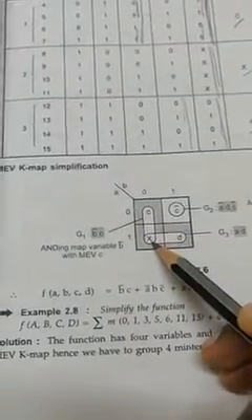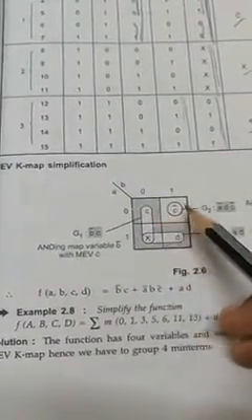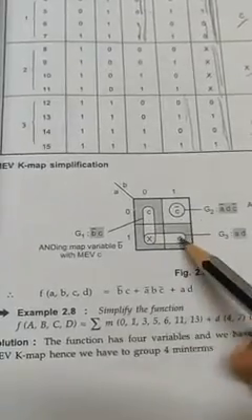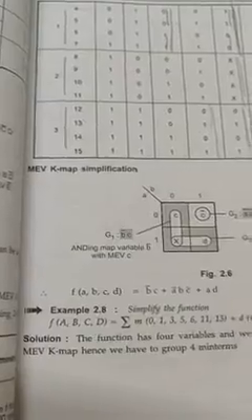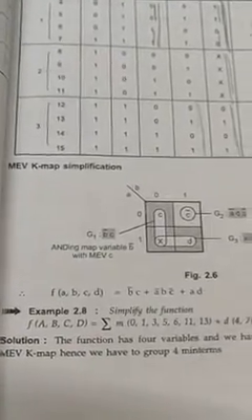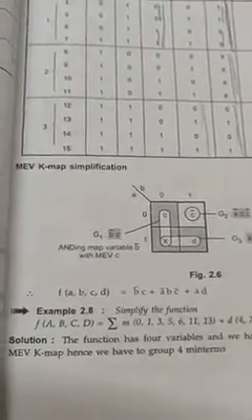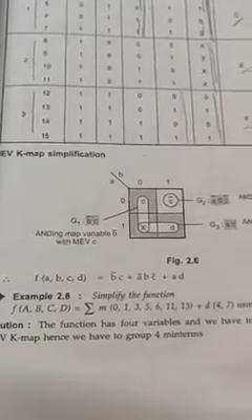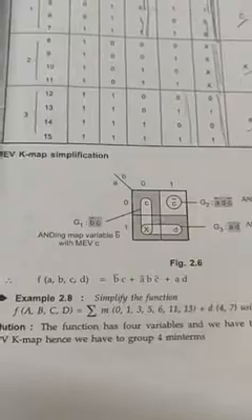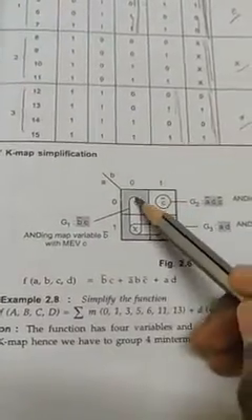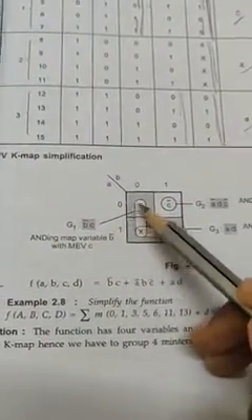This X can be taken as 1, so you can't group C with C bar, and you can't group C with D. Different variables can't be grouped. You can group C with C, but not C with C bar or D with D bar. You can group D with D, or C with C, or C with X, or C with 1, or D with X, or D with 1. Okay, so I'm grouping this.